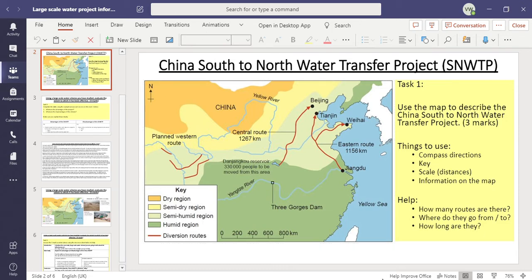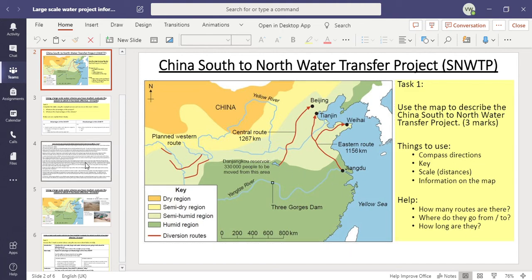Now the negatives, there's a big one here. So the Danjiangkou Reservoir, 330,000 people were moved from this area. Now that is an agricultural area that is no longer in use because there's a reservoir. So to boost agriculture up here, they actually got rid of agriculture down here. And they moved those people to an area with poor agricultural productivity. So what that means is an area where they couldn't grow very much. So those people lost their livelihoods, those people lost their homes, and China did actually lose some agriculture. So that's a big negative.